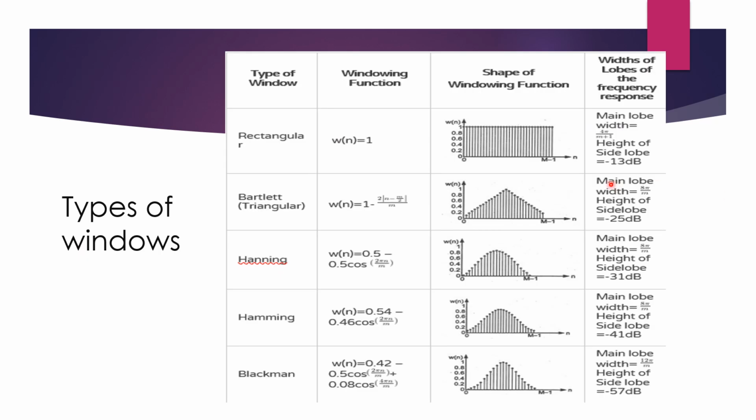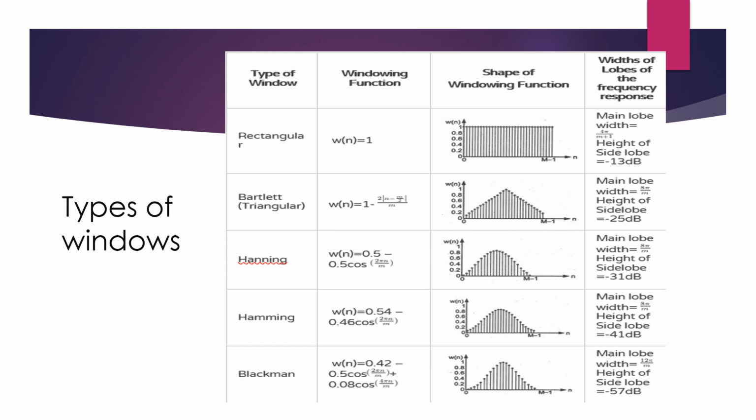There are various types of window functions. Some used in vibration signal processing are rectangular, Bartlett, Hamming, Blackman, Kaiser, etc. But for this video, we will be focusing on the Bartlett window.